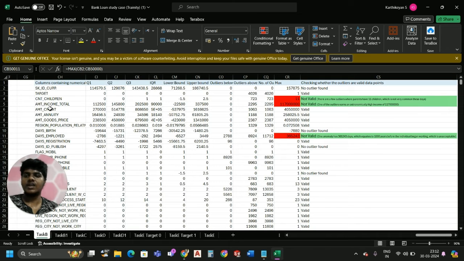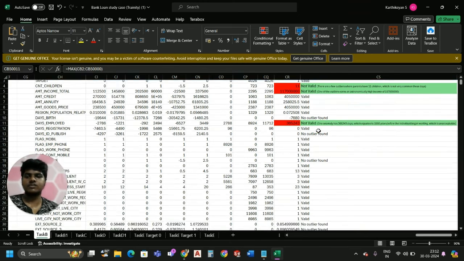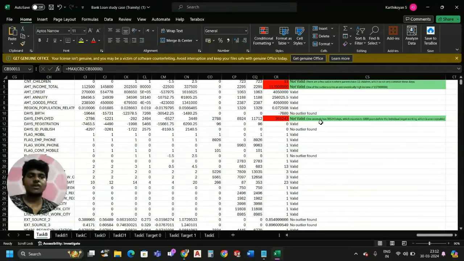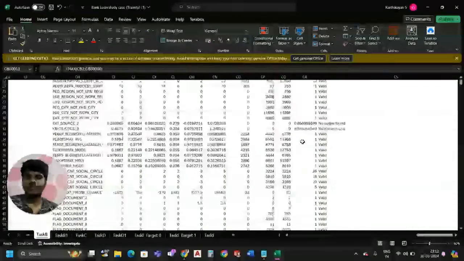Next, the total income is also invalid, because one of the clients has 11 crore 70 lakh as a salary. When it comes to the days employed, that is, before he registered for the loan, how many years of work experience he had in the previous company, here they have mentioned 3,65,243. That means he has exactly been working for 1000 years, so this is also not valid.